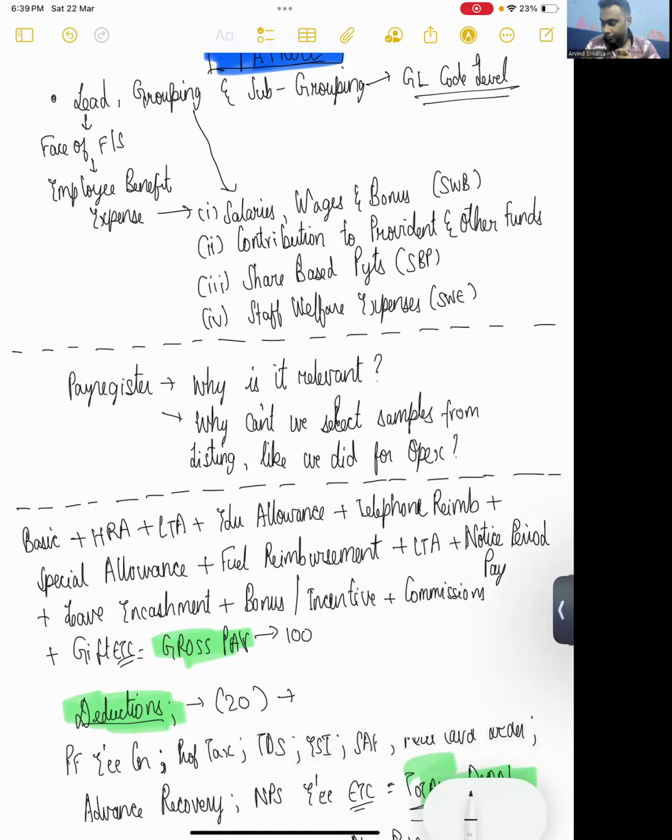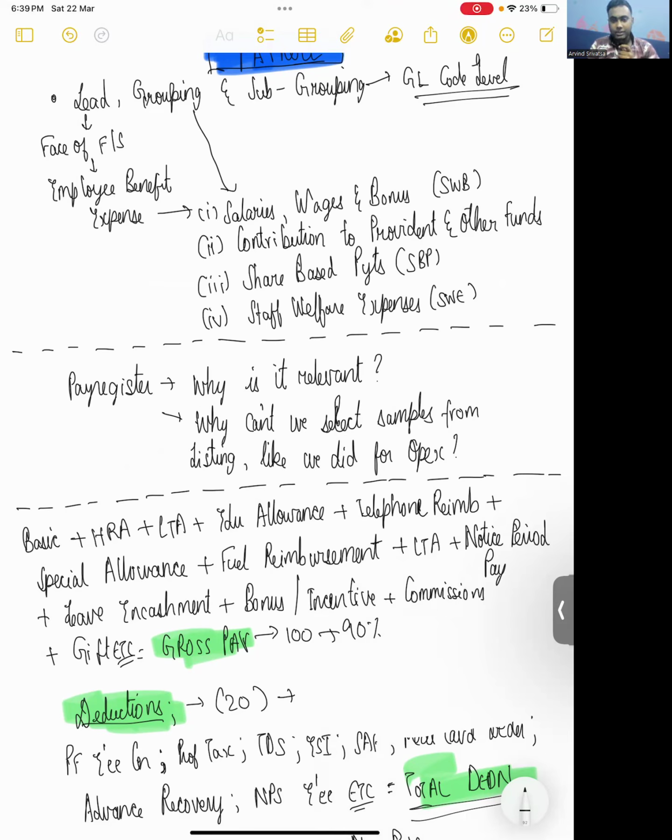Yeah, so if I have to give a perspective, 90% of the components of gross pay will be linked to your salaries, wages, and bonus. So gross pay is basically the sum total of certain components like your basic pay, HRA, LTA, education allowance, telephone reimbursement, special allowance, fuel reimbursement, and leave encashment. Basically, if you're an employee of a company, you will have an option to encash the leave balance you have. We will go into the concept of leaves later as a part of audit of benefits in the Audit Practically series. Let's not deep dive into that right now.